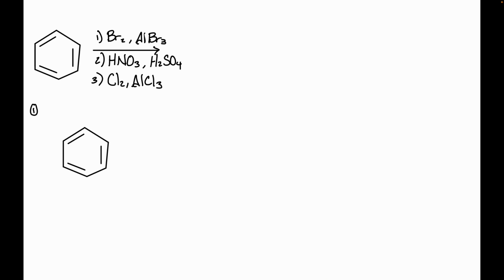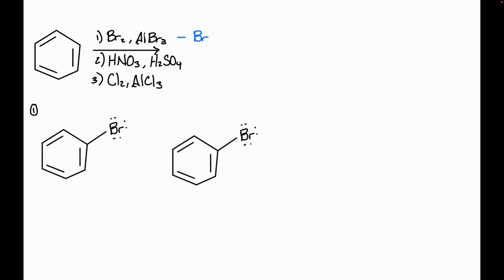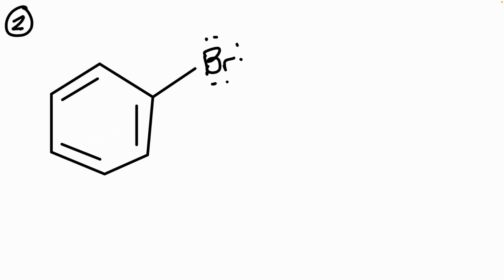What's that first reaction going to put on our ring? Bromine. So let's put that on there. Now we're going to do our second reaction. We saw this in the previous example as well. This will be a nitro group, a nitration reaction. But we got to look and see where that nitro group is going to go by asking ourselves, what is bromine, ortho-para or meta-directing? So bromine is ortho-para.